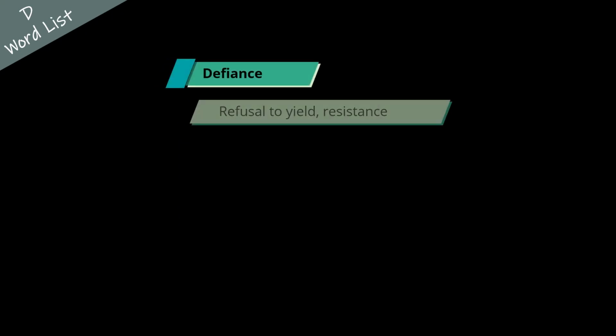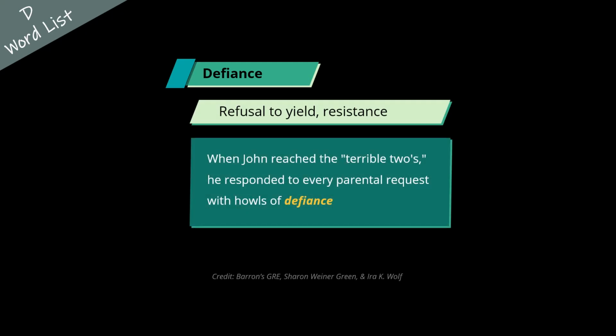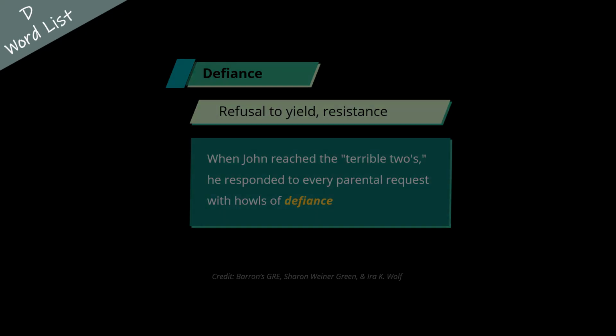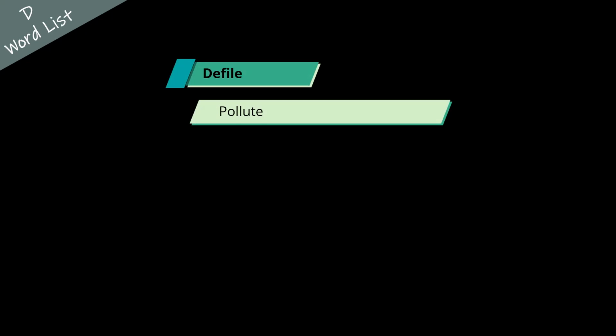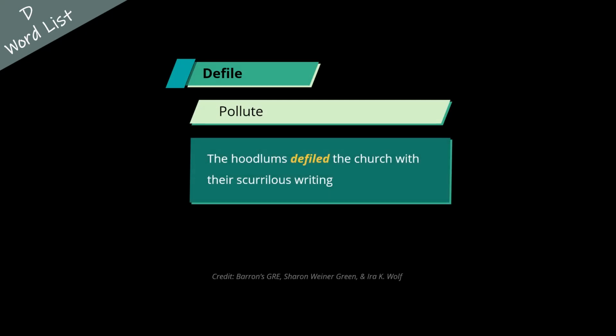Defiance means refusal to yield, resistance. For example, when John reached the terrible twos, he responded to every parental request with howls of defiance. Defile means pollute. For example, the hoodlums defiled the church with their scurrilous writing.